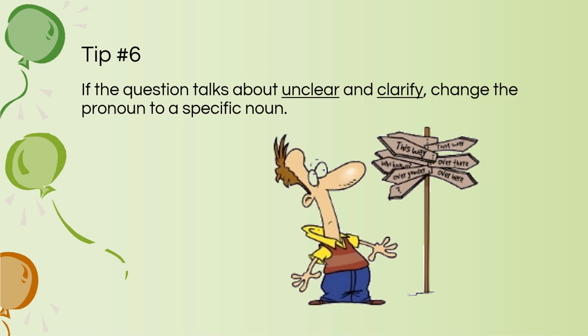Tip number 6, if the question talks about unclear and clarify, change the pronoun to a specific noun. Unclear and clarify are talking about the antecedent of a pronoun. He, she, me, we, you. And if the question talks about unclear and clarify, we don't know who that pronoun is talking about. So choose the answer that changes the pronoun to a specific noun.